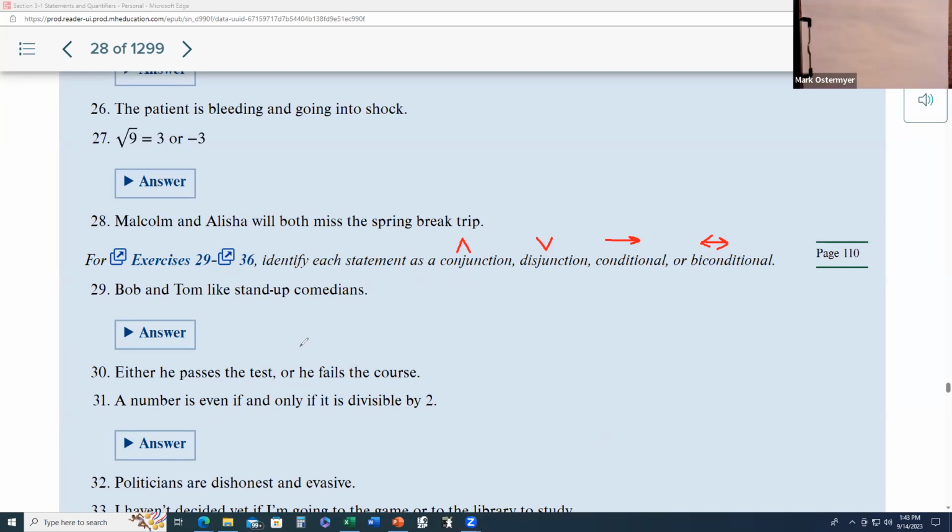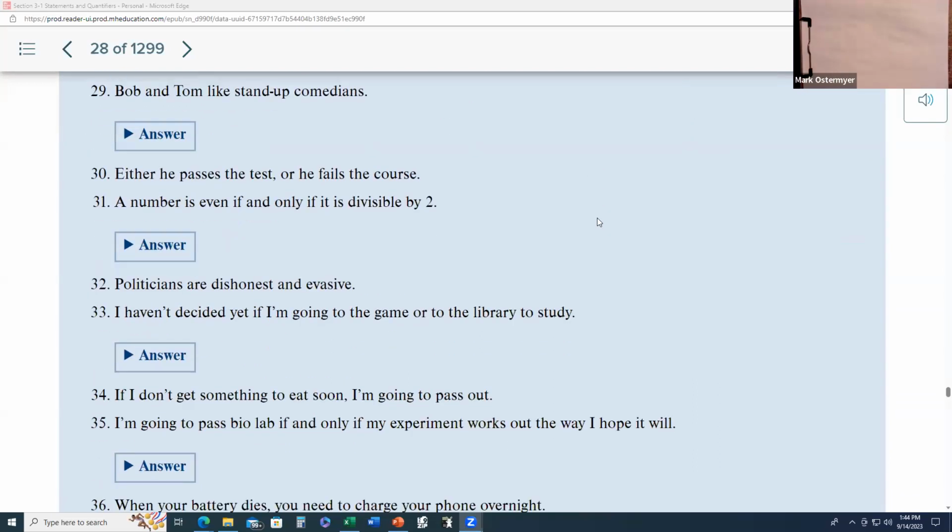What do you think about number 29? Bob and Tom like stand-up comedians. Conjunction. 30, either he passes the test or he fails the course. Disjunction. I've got the word or. 31, a number is even if and only if it is divisible by 2. Biconditional. 32, politicians are dishonest and evasive. Conjunction. We're really pretty good on these.